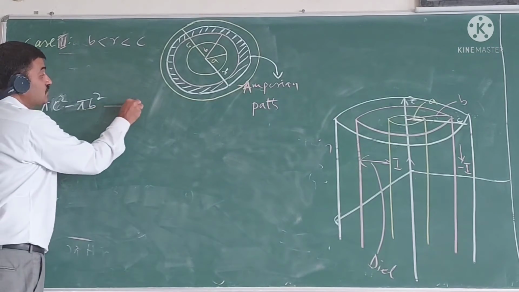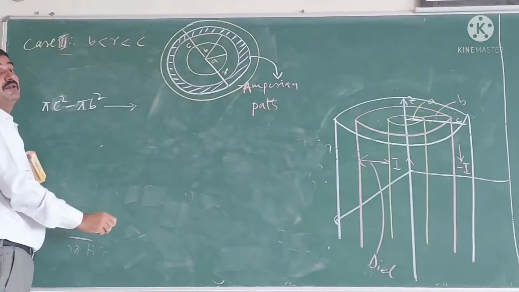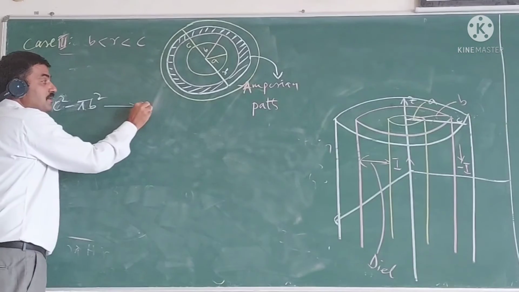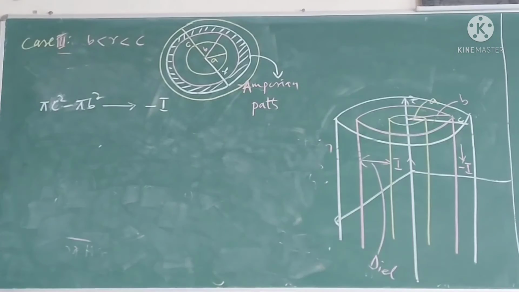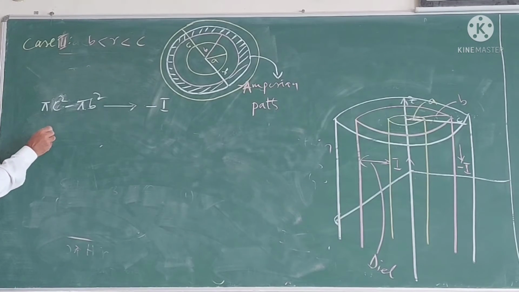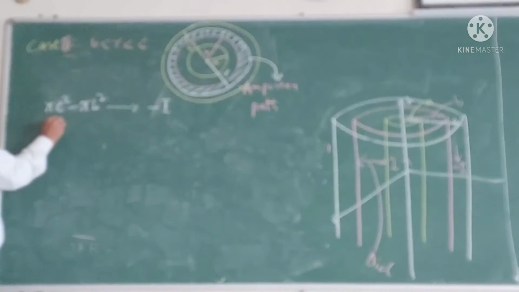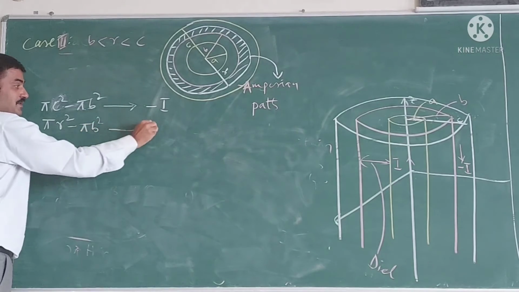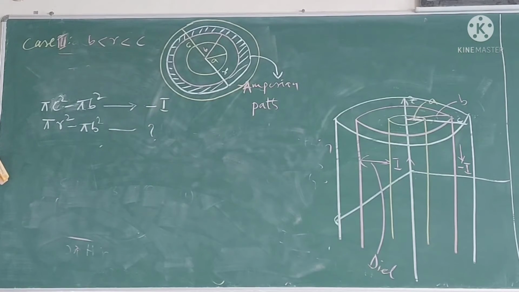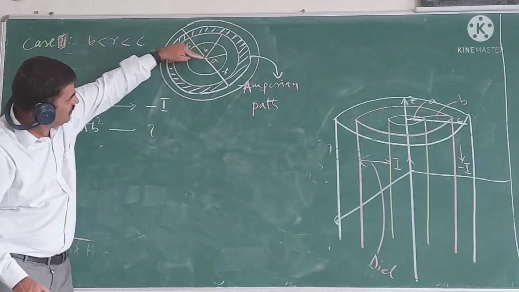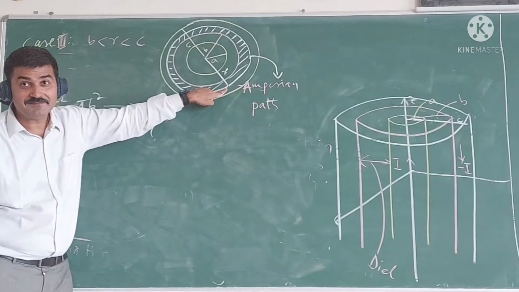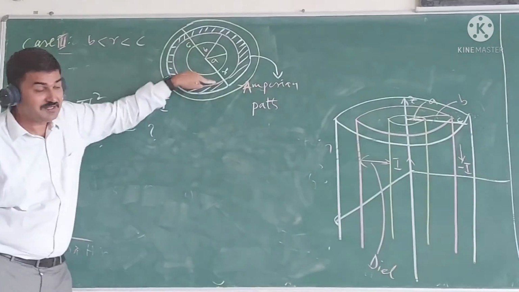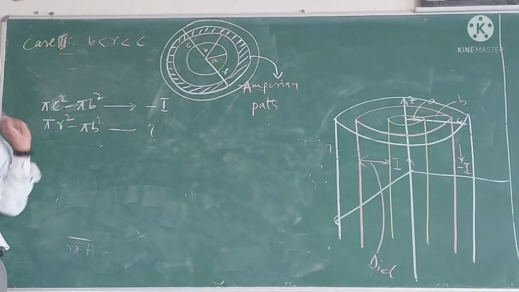This consists of how much current? Minus I. Then what do I want? The current in pi r square minus pi b square. From here to here is pi r square, and then from here to here, pi b square. Pi r square minus pi b square. What is the current in that?